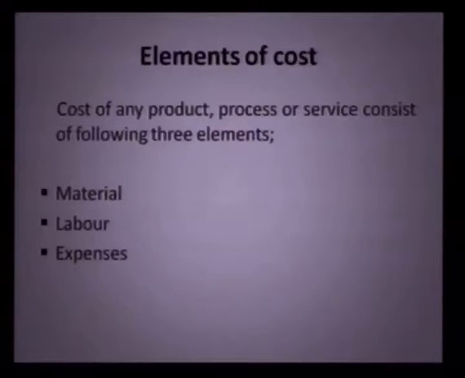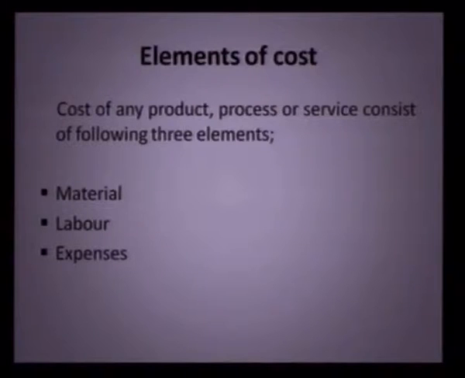You take any product, process or service, basically we understand that there are three major elements of any product. So, these elements are, any product you see, it is made of some substance, some material, or maybe a number of materials you have used. So, the first element of cost is material.